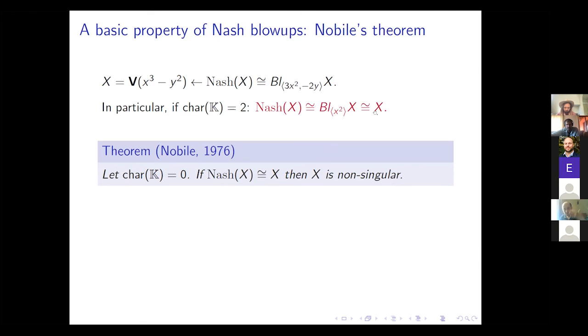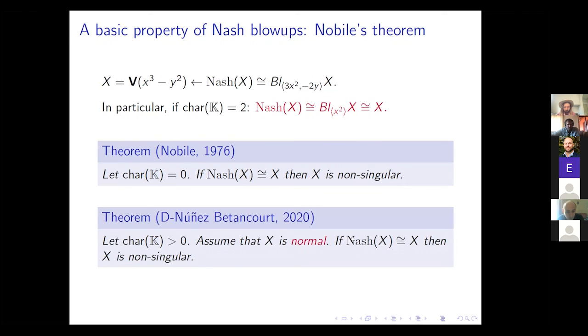In a recent work together with Núñez-Betancourt, we proved that by adding normality to the variety, then we can recover Nobile's theorem. If you have an isomorphism, then X is non-singular. So normal is the key assumption.